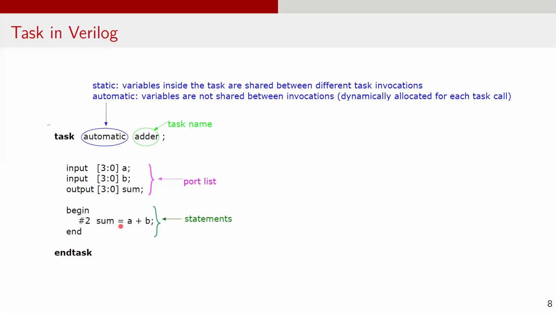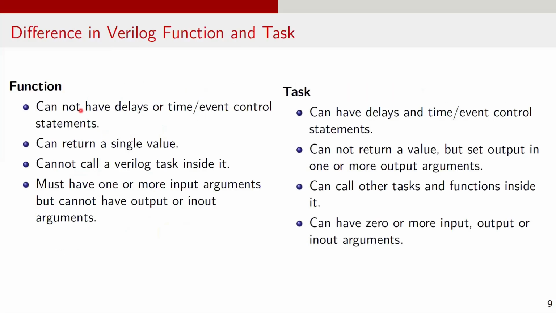Now that we understand a Verilog function and a Verilog task construct, here is a summary of the differences between the two. A function cannot have delays or time event control statements, while a task can contain these time control statements. A function can return a single value. A task does not return a value but can set outputs in one or more output arguments. A function cannot call a Verilog task inside it. However, a task can call other tasks and functions inside it.